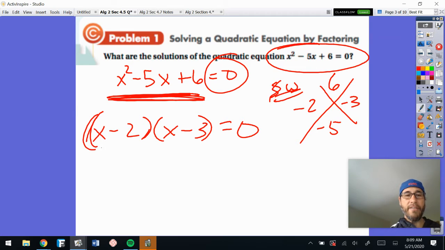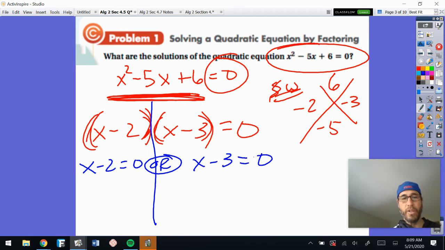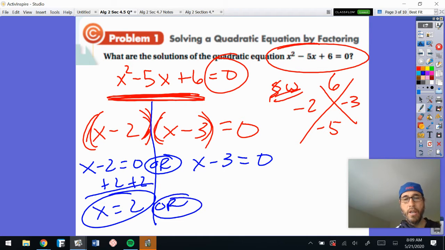But now, since I have two factors, I can do this little thing, schling, split it down the middle, and I'm going to set this first thing equal to 0, or, which is very important, the second thing equal to 0. Let's do a little math. +2, +2. That means x has to be 2, or x would have to be 3.